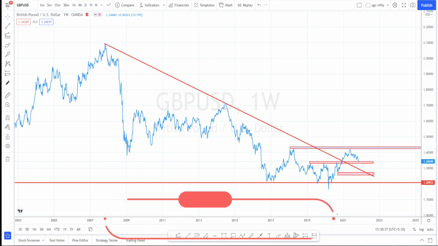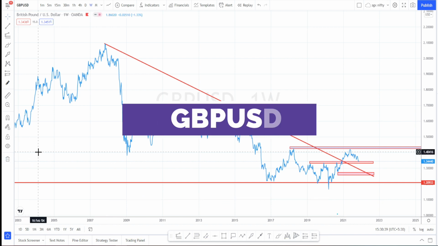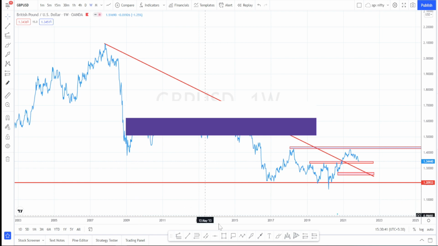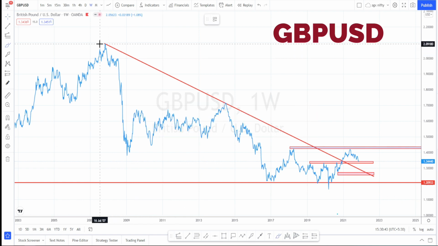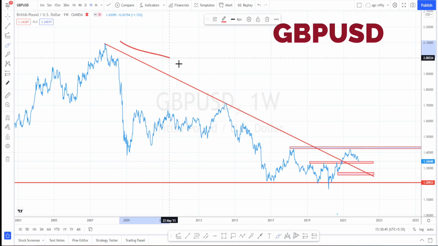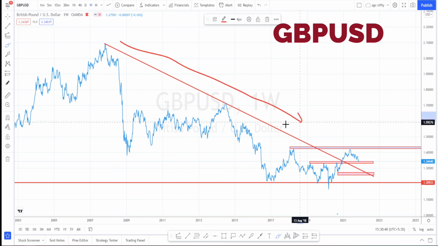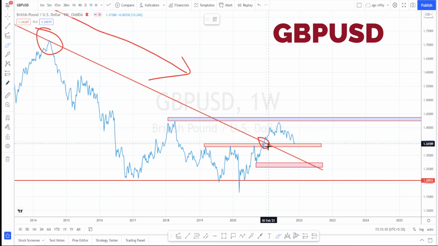Let us start with the analysis. First, we'll start with British Pound US Dollar. So we already know that previously the British Pound US Dollar currency pair was on a downtrend. It has started its downtrend from here. It tried to break this resistance over here. It couldn't break it. It has broken the resistance at this point.